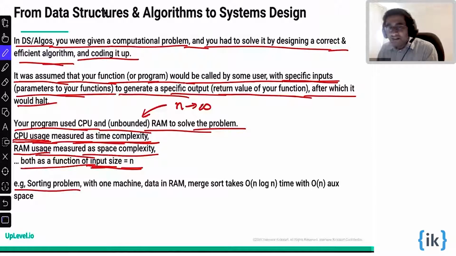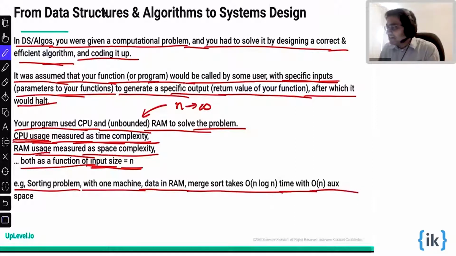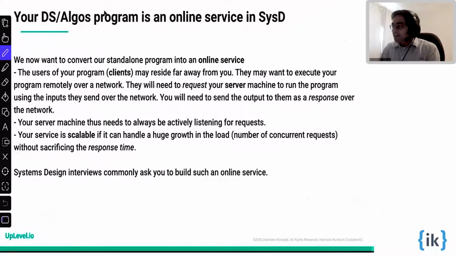For example, if you're given the sorting problem, then assuming a single machine, a single processor on that single machine, data in RAM, an algorithm like merge sort takes order n log n time using order n extra auxiliary space. That's something you're used to.